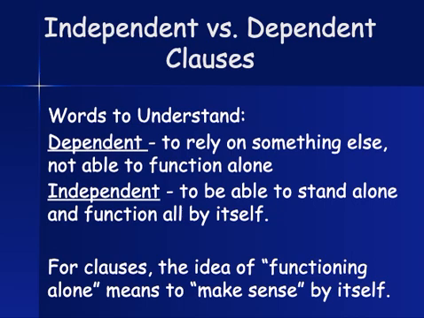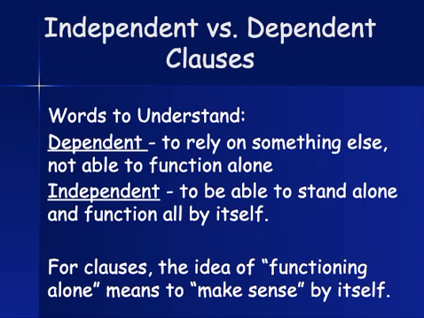Before we talk about that, though, we have to review 2 important words that you'll need to understand. The first word is dependent. If you're dependent on something, it means to rely on something else and you're not able to function alone. So, for example, you are dependent on your parents right now for food, clothing, and shelter, and your basic needs. You really can't manage to live your life happily without them right now.